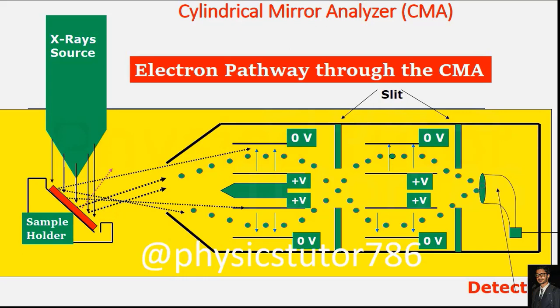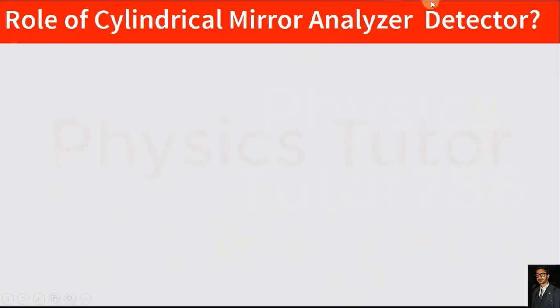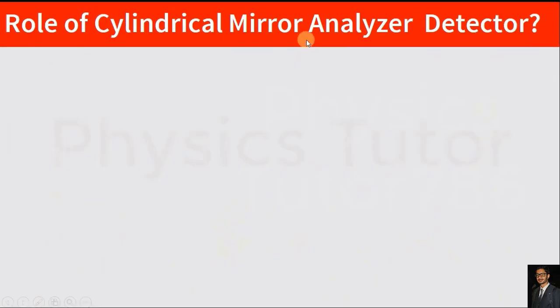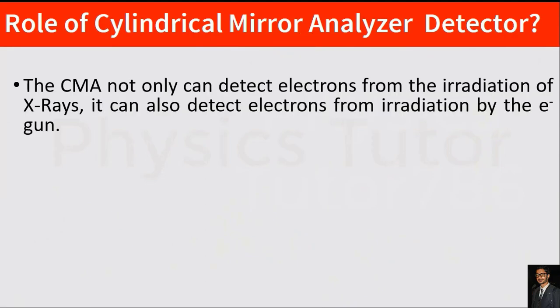If you started this lecture from here, then stop this lecture and go back and start it from the start of this lecture, then you will understand the concept of CMA and also know how X-rays work and how electrons are emitted from the surface of the core. Cylindrical mirror analyzer detector, which is used in the XPS characterization technique.